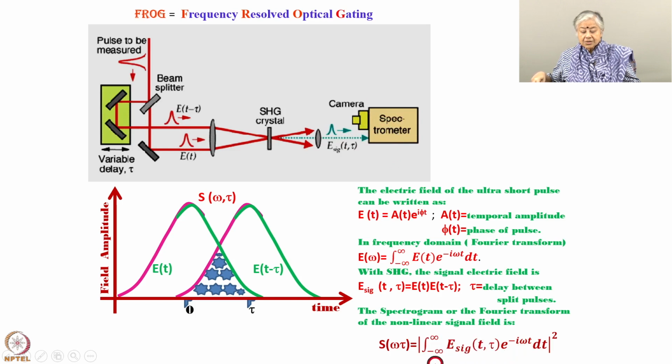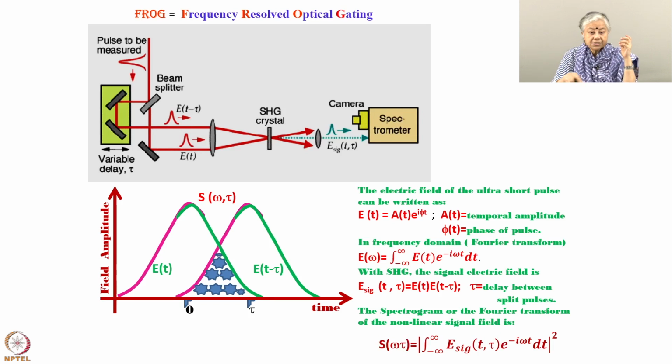So, E signal (t, tau), basically I am taking a Fourier transform. If I take a Fourier transform of my green signal, E signal (t, tau) e to the power minus i omega t, I take that and I take the square of that because I am looking at the intensity. So, S(omega, tau) is called the spectrogram.